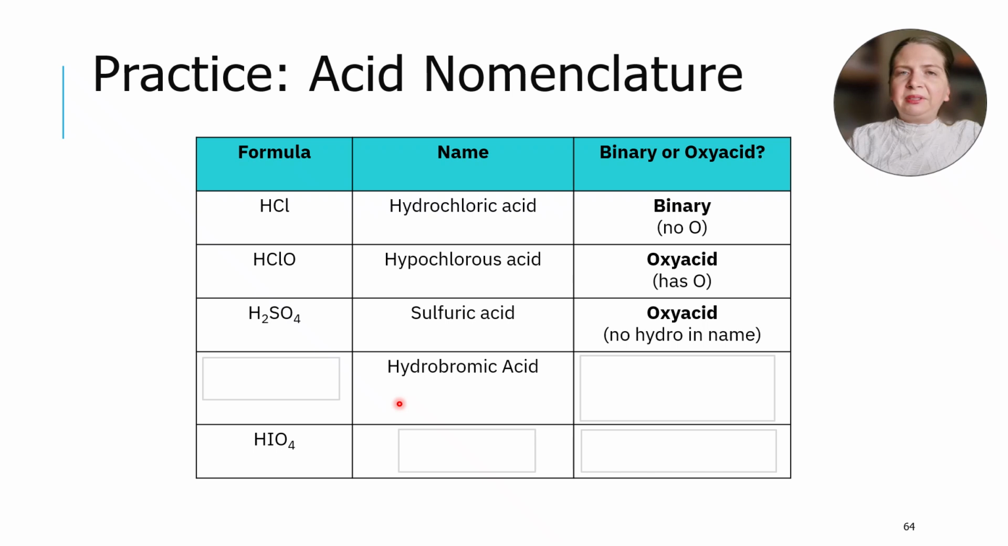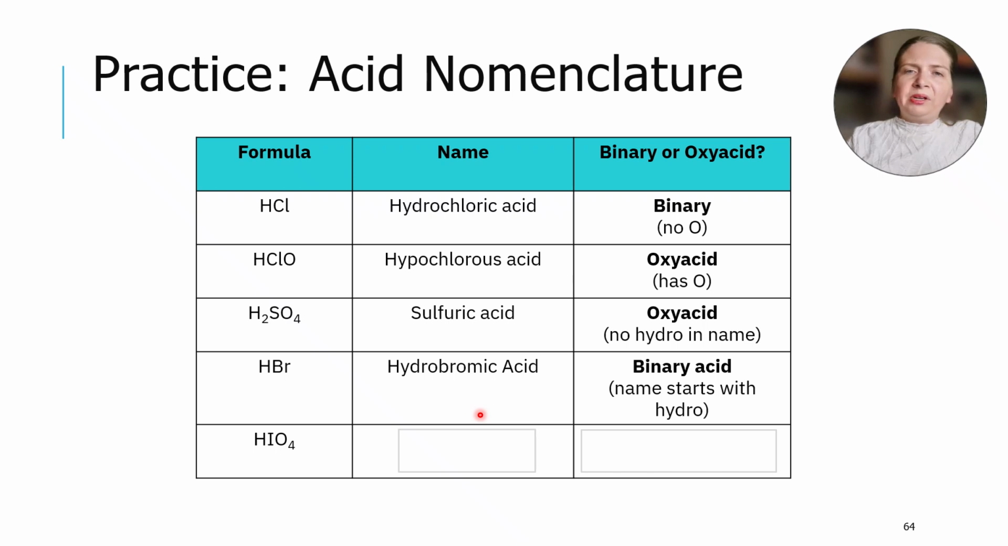Our next name is hydrobromic acid. Since the name begins with hydro, this is a binary acid. The anion must be bromide, Br-, which combines with one H+ ion to form HBr.